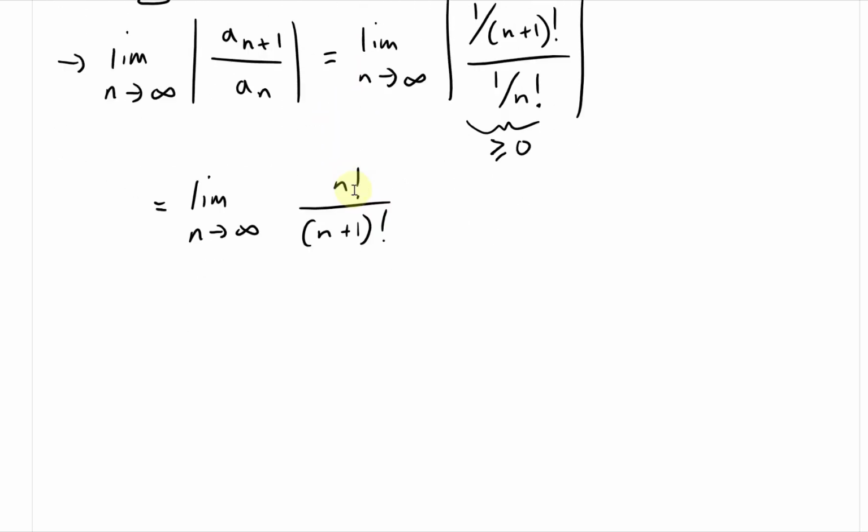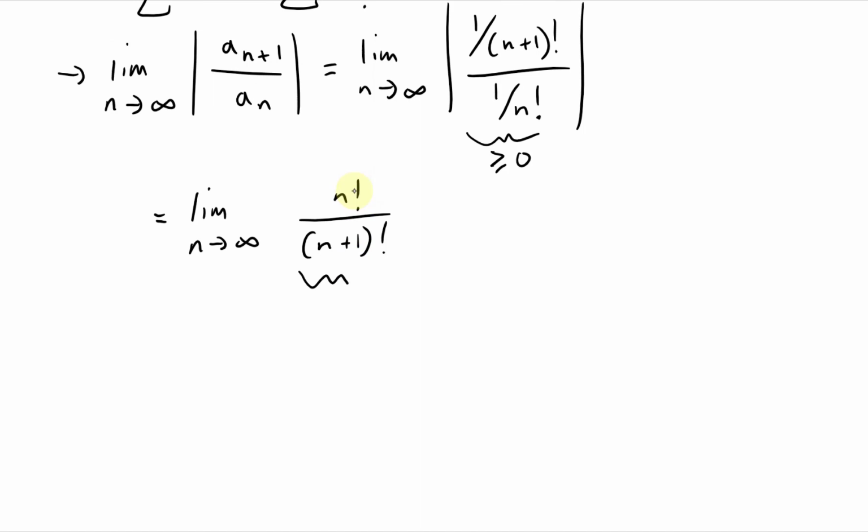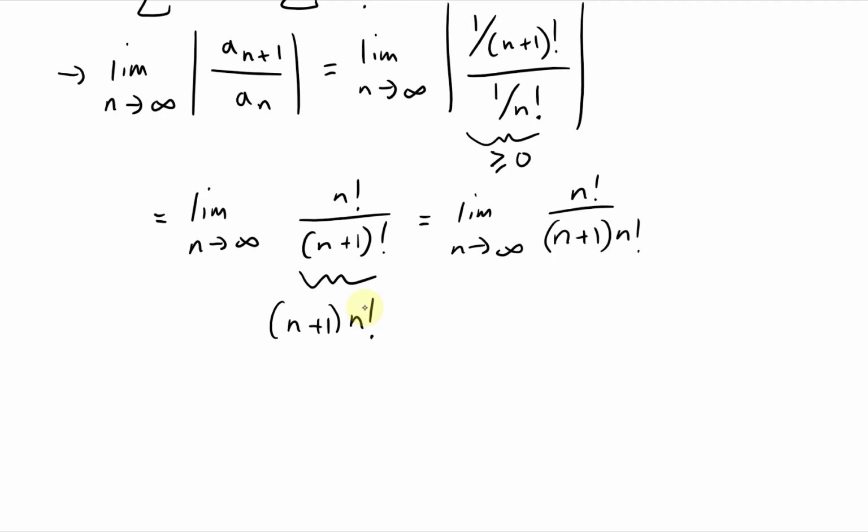And note that this (n plus 1) factorial just means n plus 1 times n factorial. So that's just that, and this equals the limit as n approaches infinity of n factorial over (n plus 1) times n factorial. So these cancel, and we're just left with the limit as n approaches infinity of 1 over n plus 1.